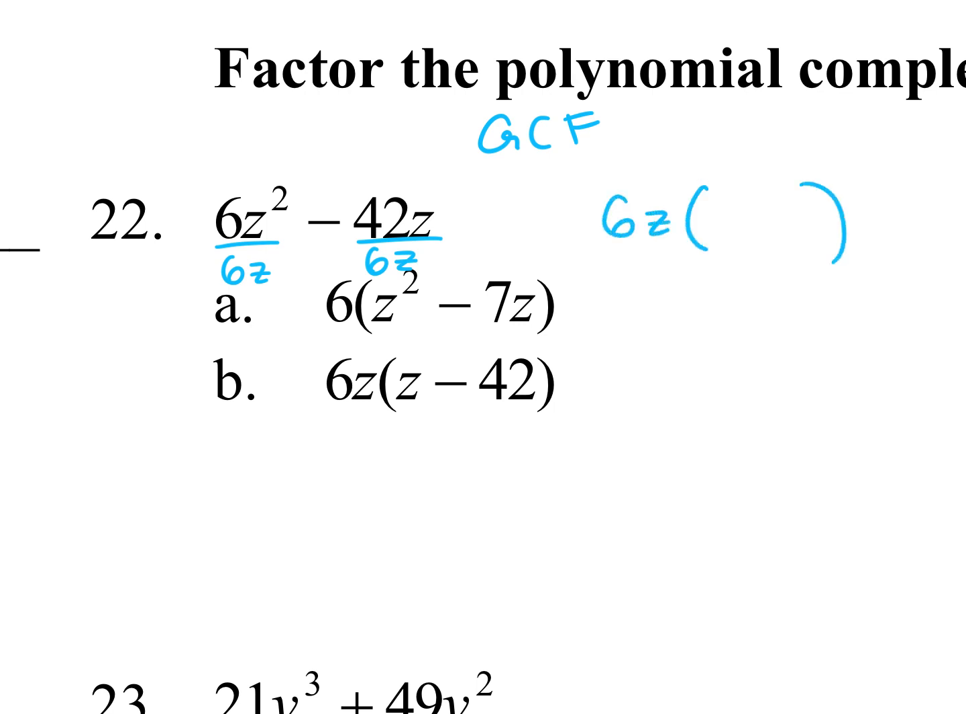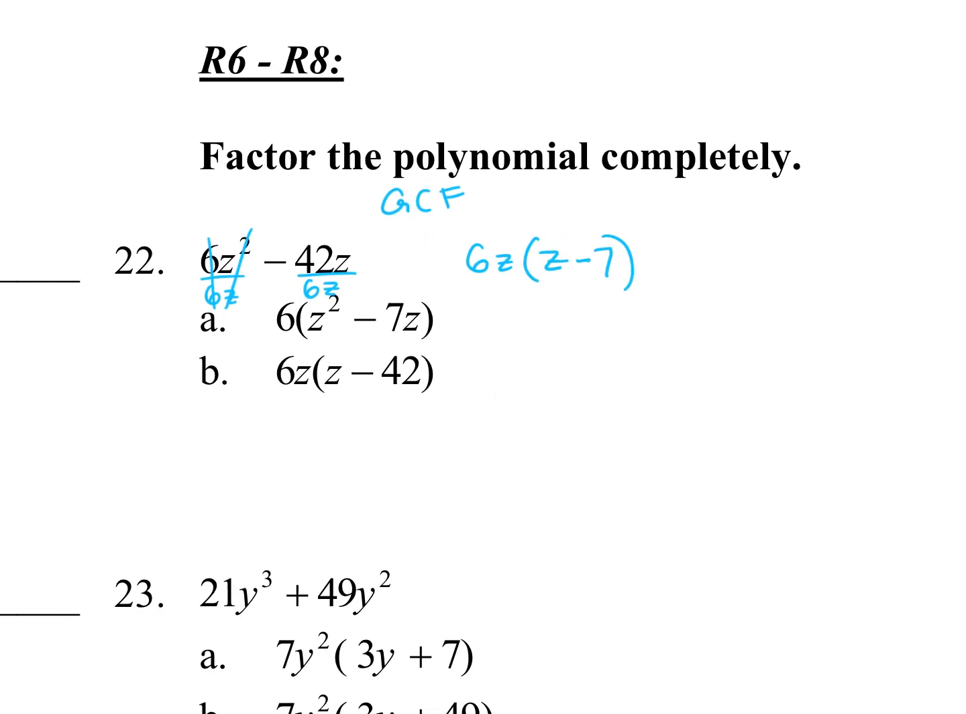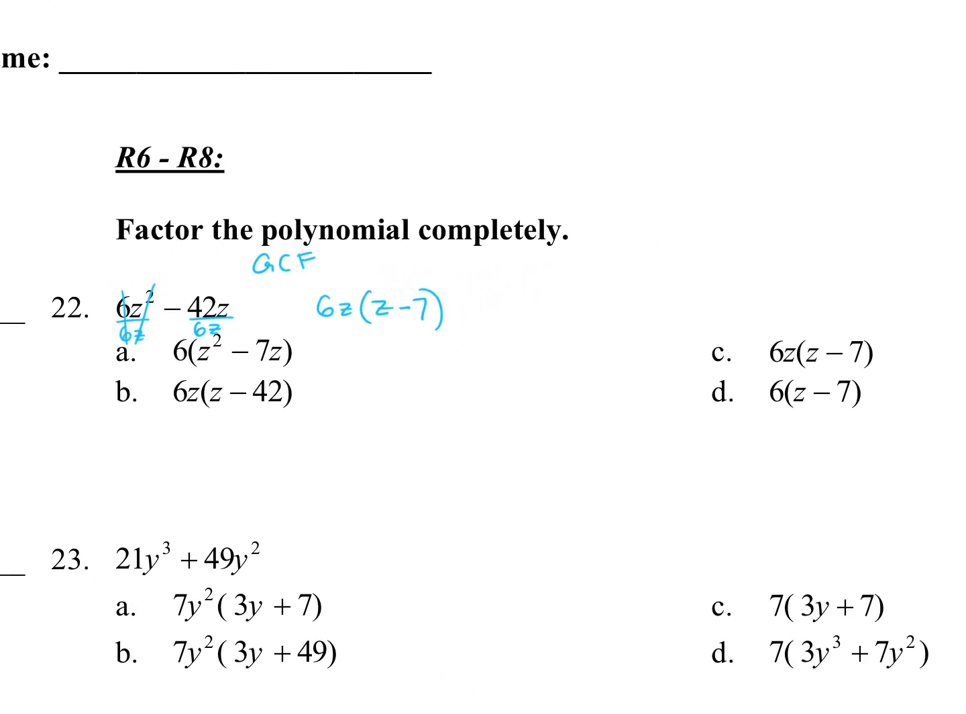And then I'm just dividing. So 6 divided by 6 would be 1. Z squared divided by z would just be z. And what's negative 42z divided by 6z? Negative 7. So that would be answer choice C.